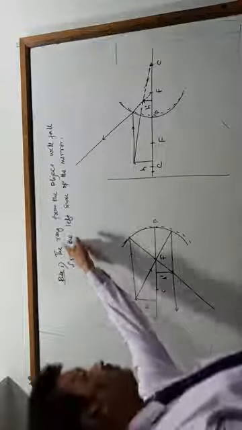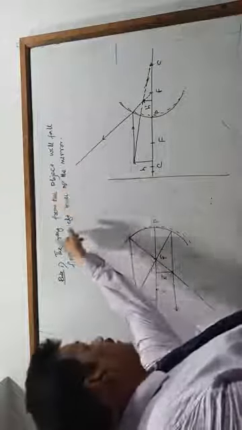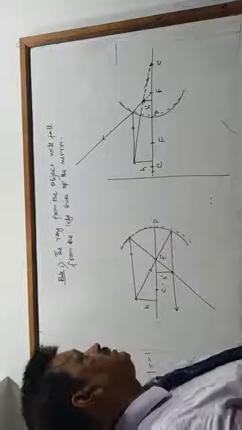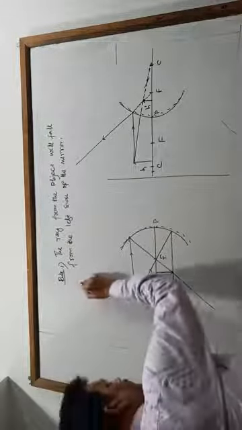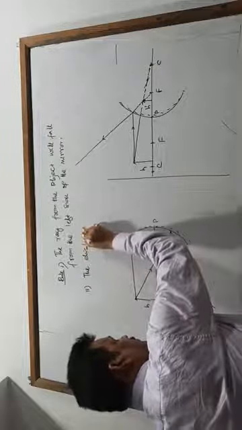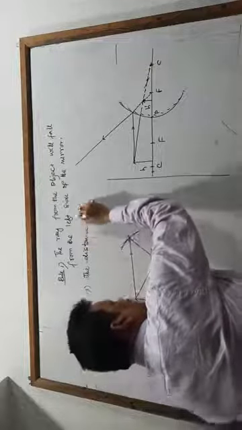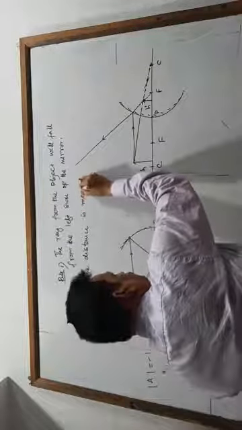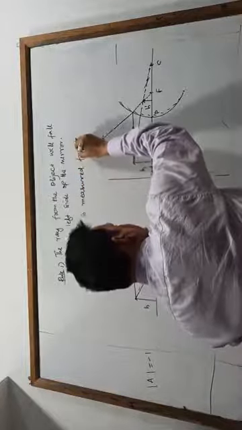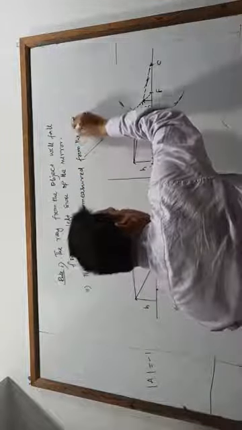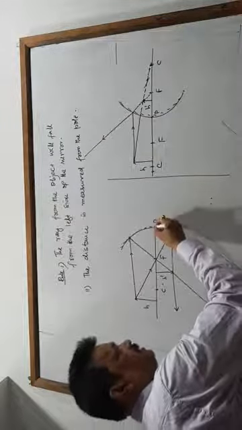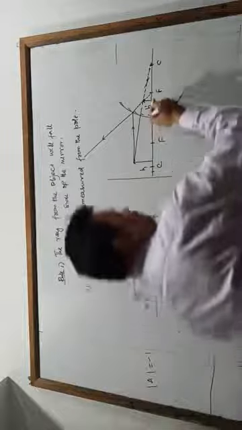The ray from the object will fall from the left side of the mirror. Okay, that is done. Second point, the distance is measured from the pole. Means you will start your measurement from here, either this side or that side.